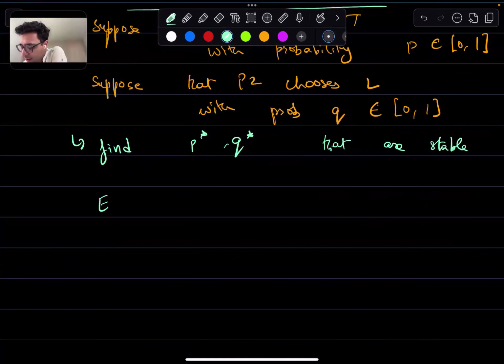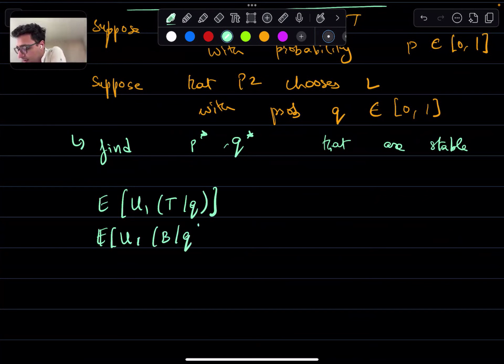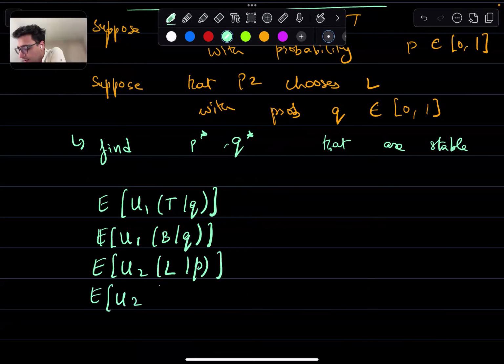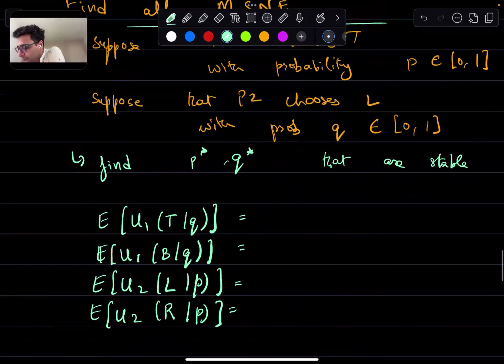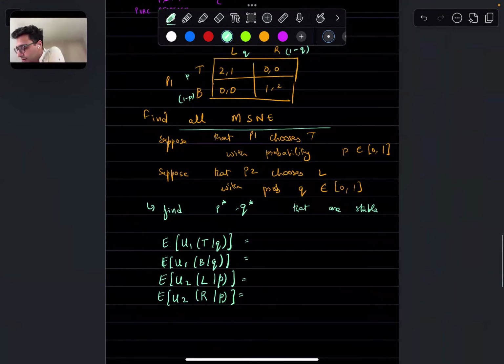I want the expected utility that player one gets from choosing T, taking as given Q, the expected utility that player one gets from choosing B, taking the Q as given, the expected utility that player two gets from choosing L, taking the P as given, and the expected utility that player two gets from choosing R, taking player one's choice of P as given. Okay, I'm going to zoom out a little bit.